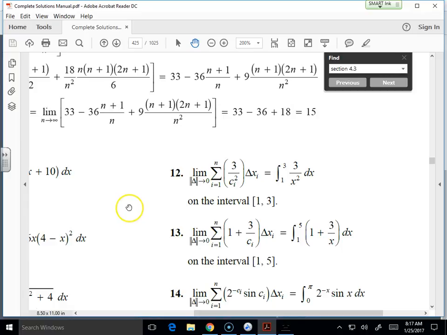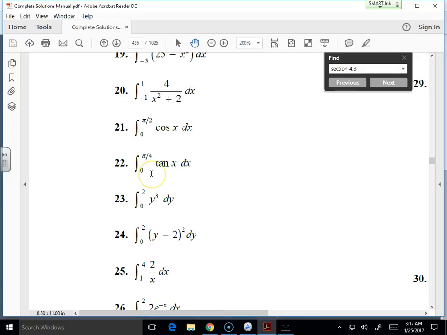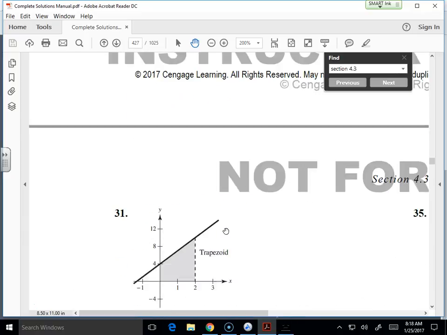Grade it. Section 4.3. Bridget. Distracting. 22. The integral from 0 to pi over 4 of tangent of x dx. Next one. Remember, it's on the recorder if you need it.